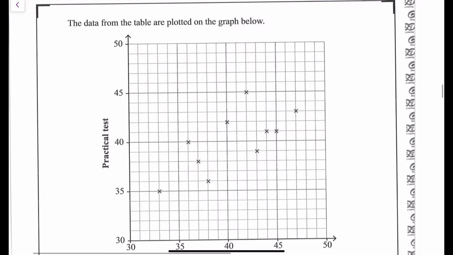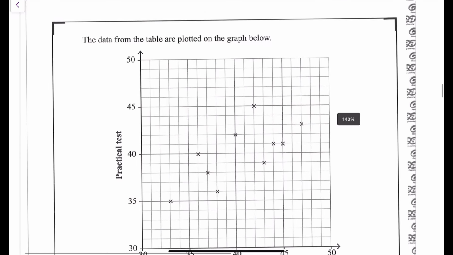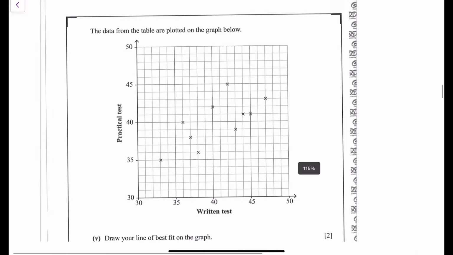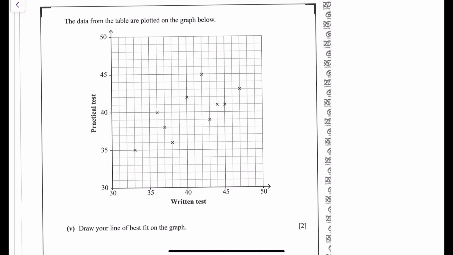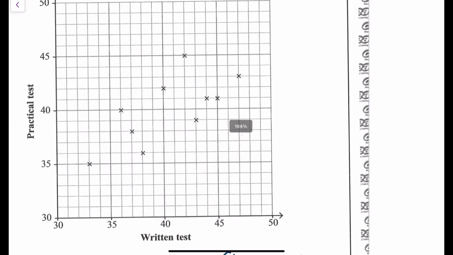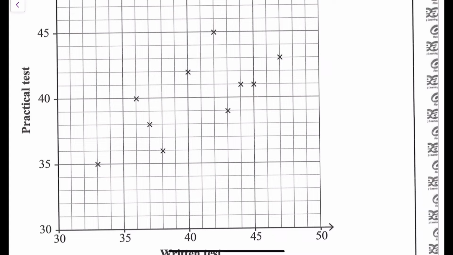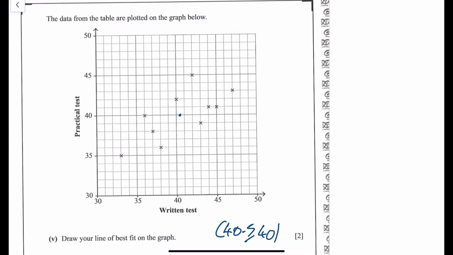And this next one, it says, the data from the table are plotted on the graph below, and draw your line of best fit. So the first thing, remember we've got our mean mark was 40.5 and 40. So 40.5 would be here and 40 would be here. That's my mean mark. Now, why they asked you to do that is your line of best fit has to go through that. So I am just going to cheat a wee bit and put on the line of best fit I've drawn here. It went through that point and also my mean point. I'll talk more in a second why I've used that particular point.